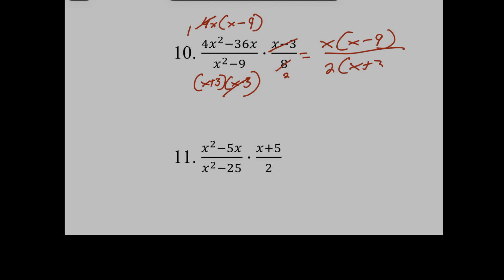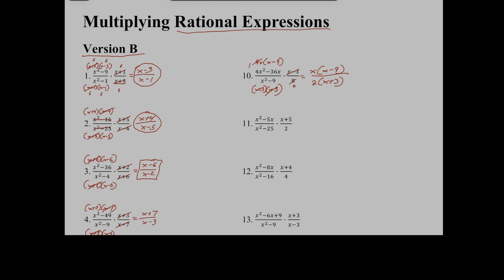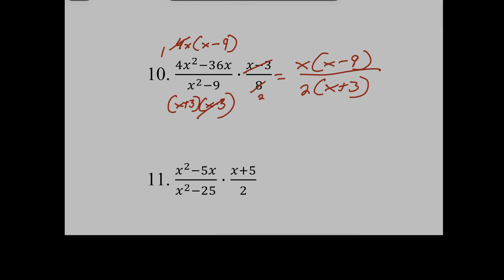I can't cancel out any of the x's. I can't cancel out the 9 and 3. They're all attached to pluses and minuses. Now, if that said 2x, because that x would be multiplying, I could cancel with the x above. But the only x I have down there is being added, so he's attached. I can't move him. Let's go on to number 11.